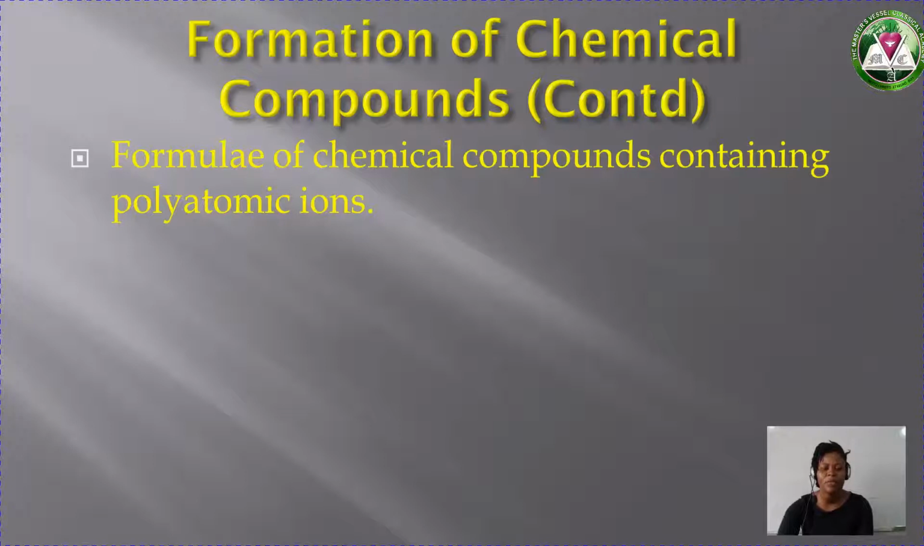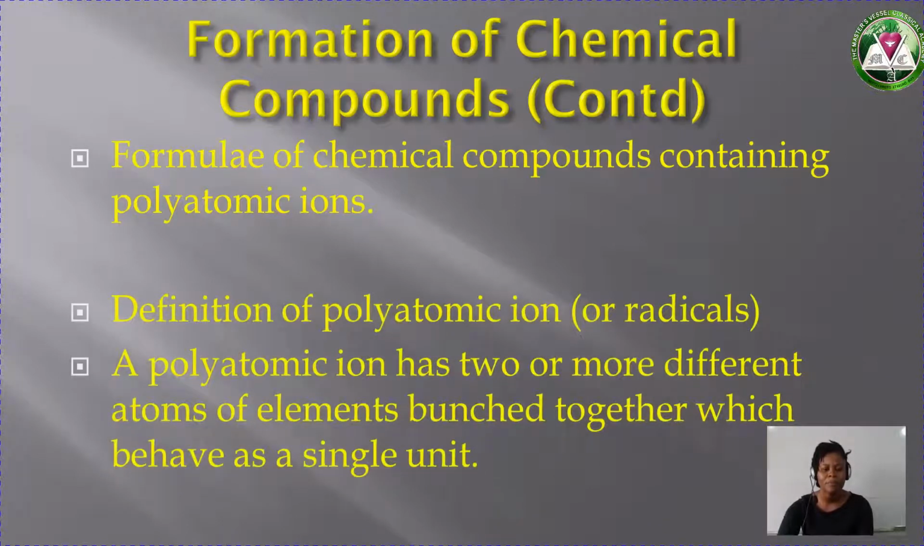Now first, I want you to know the meaning of polyatomic ion. What is a polyatomic ion? I hope you know that ions, you can actually call them radicals. Now, a polyatomic ion has two or more different atoms of elements bound together, which behave as a single unit. When you look at them, you can see two atoms together, and they behave as one. And because they behave as one, they have the same valence.